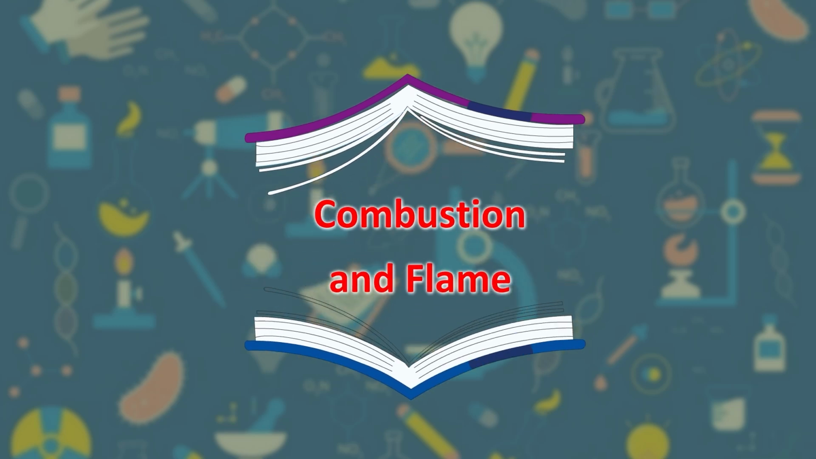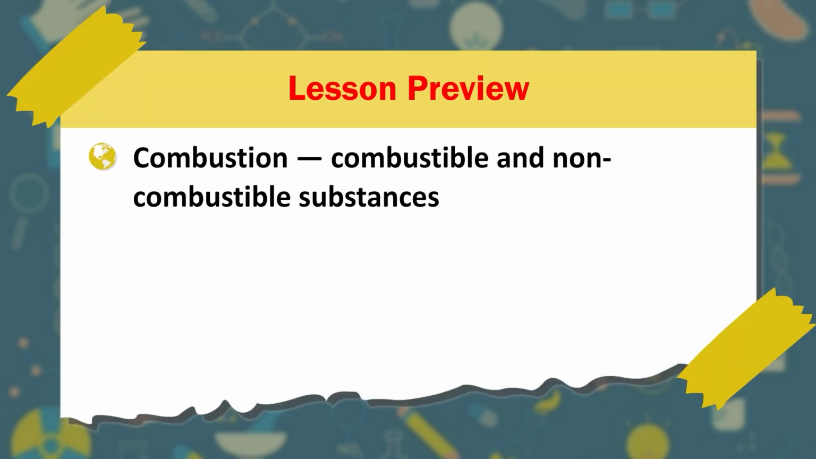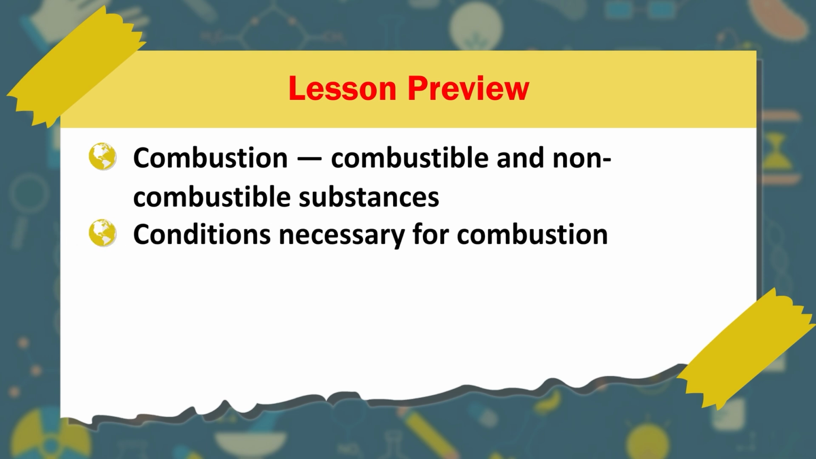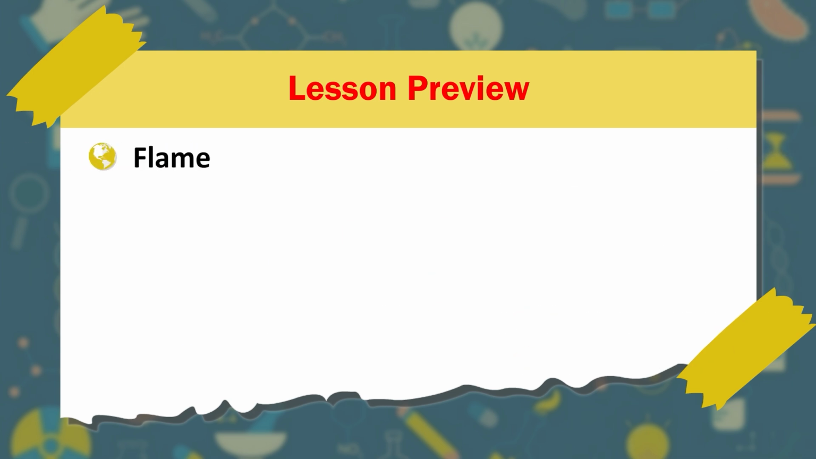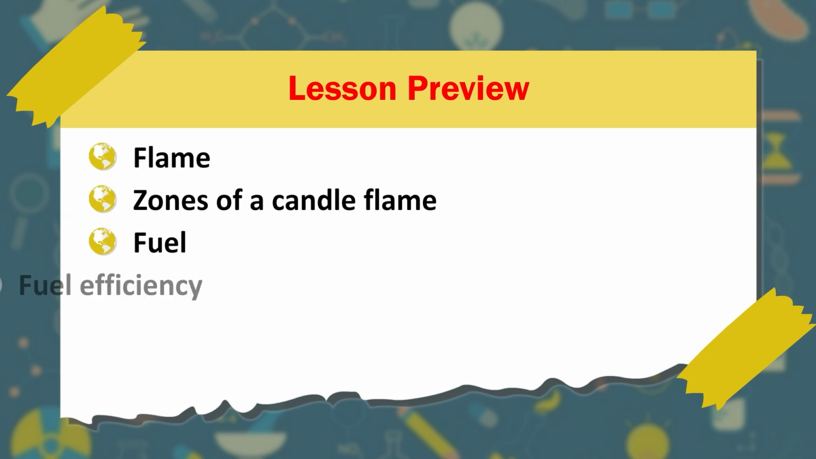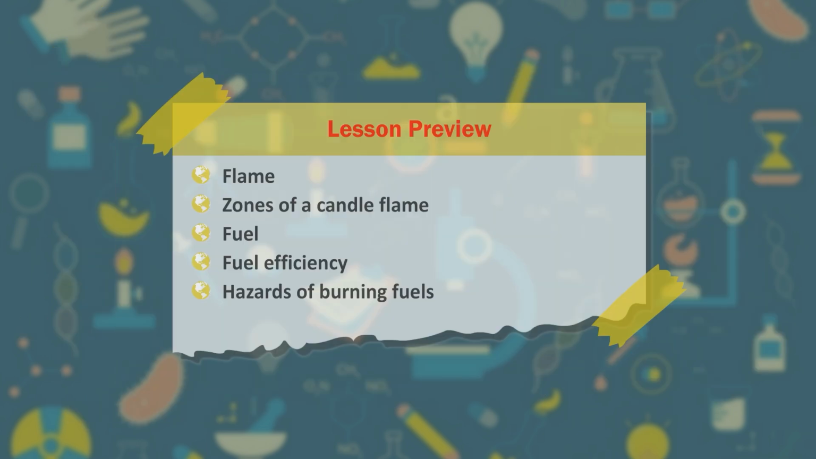Combustion and flame. Lesson preview. Combustion, combustible and non-combustible substances. Conditions necessary for combustion. Controlling fire. Use of fire extinguisher. Types of combustion. Flame. Zones of a candle flame. Fuel. Fuel efficiency. Hazards of burning fuels.